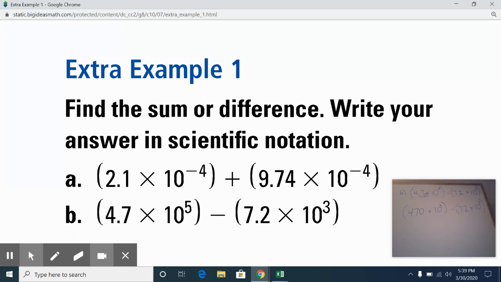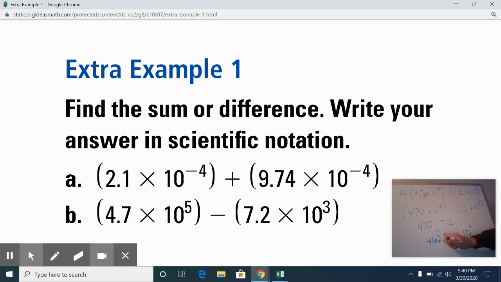All right, so I've manipulated my numbers so that my powers of 10 are the same. Now I'm simply going to take 470 and subtract 7.2. Okay? So in my calculator here, 470 minus 7.2. That gives me a pretty high number of 462.8. And remember, my power was 3. Okay, so times 10 to the 3rd power.